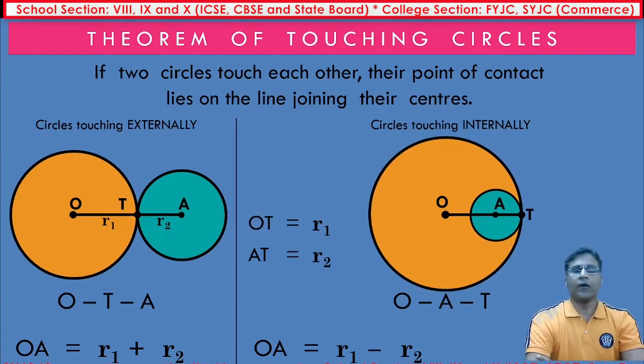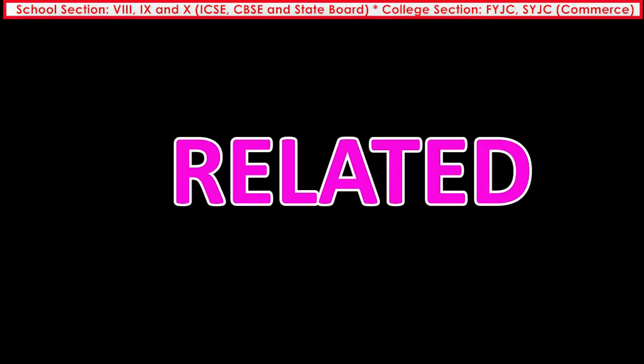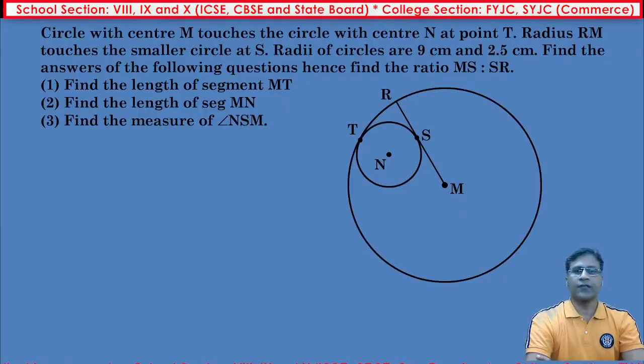Now let's have a look at one sum. Circle with center N at point T, radius Rm, touches a smaller circle at S. Radii of the circles are 9 cm and 2.5 cm. Find the answers of the following questions. Hence, find the ratio MS is to SR. Now, this ratio part we do at the end. First is find the length of segment MT.